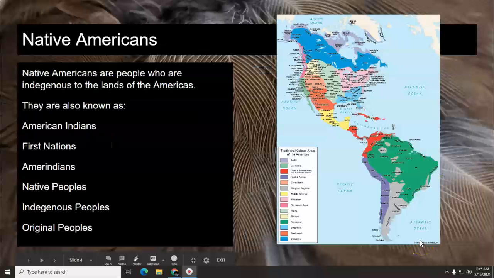So Native Americans are people who are indigenous to the lands of the Americas. They're known as American Indians or First Nations, Amerindians, Native peoples, indigenous peoples, or original peoples. And over here on the map, you're seeing the traditional cultural areas of the Americas. These are Native Americans all the way up from the North Pole down to the very tip of Chile.